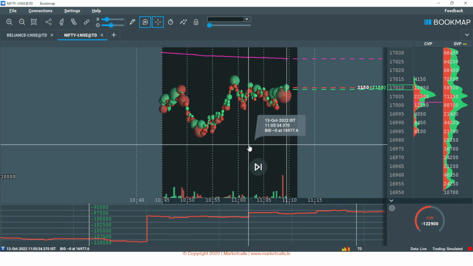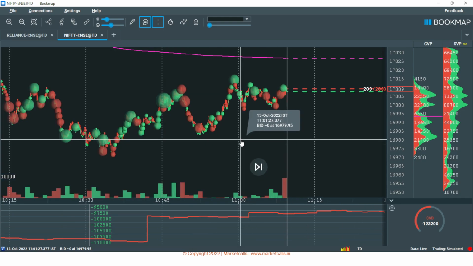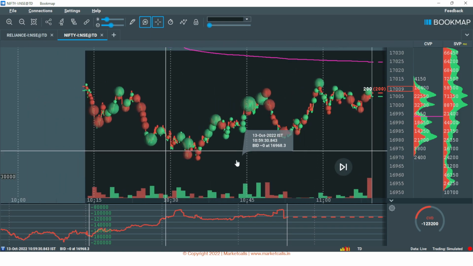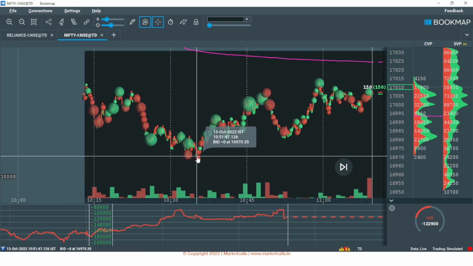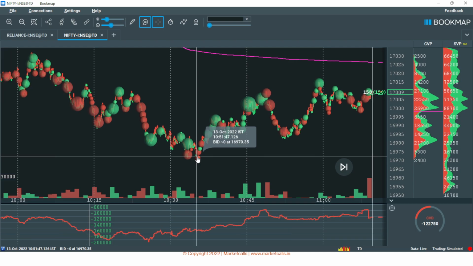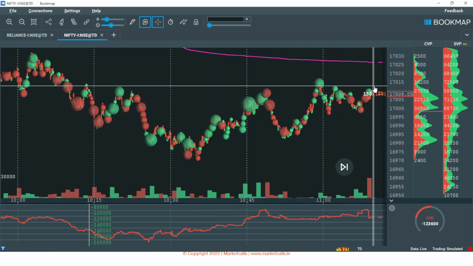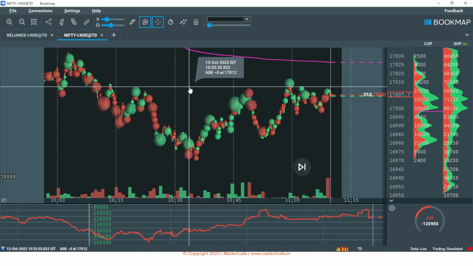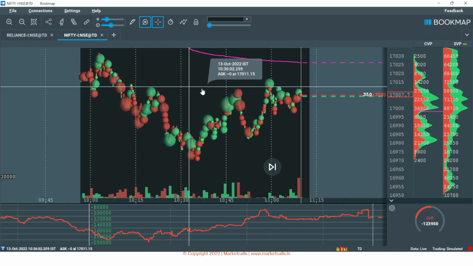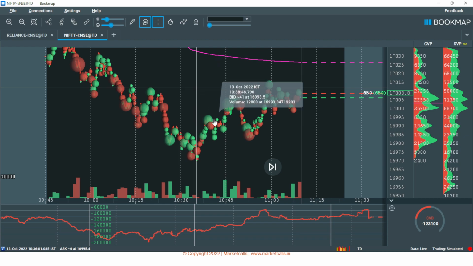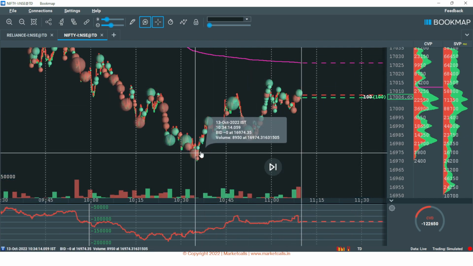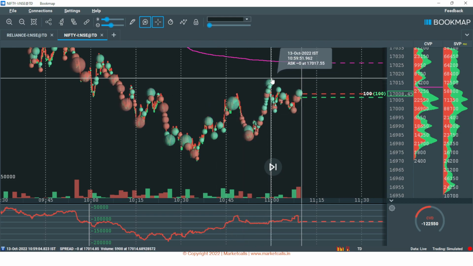Throughout the day, what happened is the market started coming on the downside, but it hit the low around 16,970 levels. From there, it started pulling back. That is what is happening over here. Now, if you see only this picture from 10:30 to 11:15, you could see that buyers are the ones who are more in control.